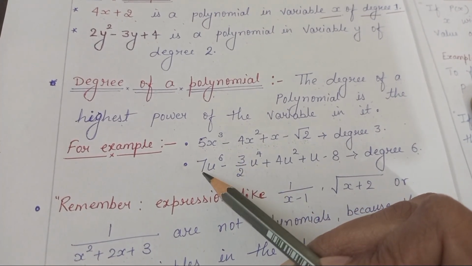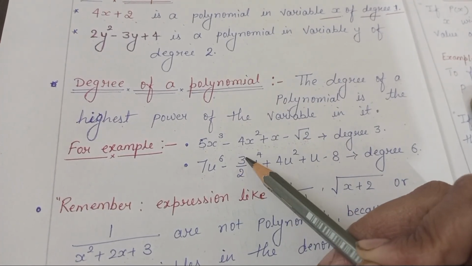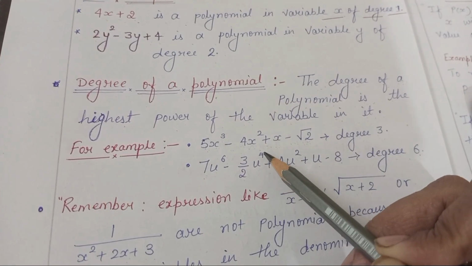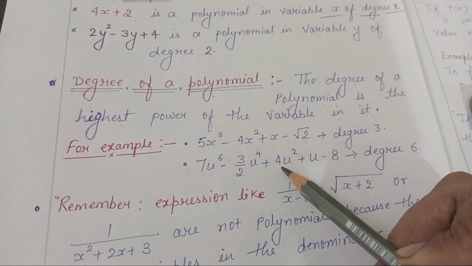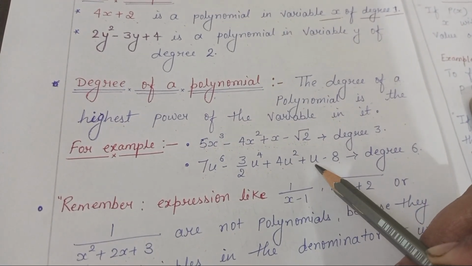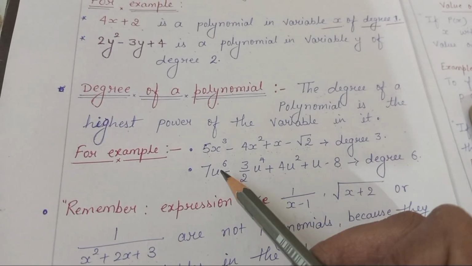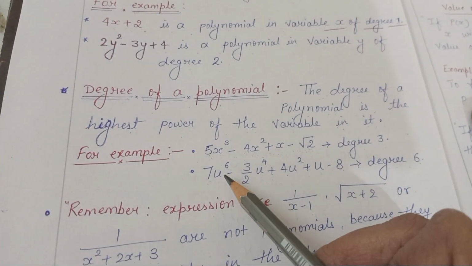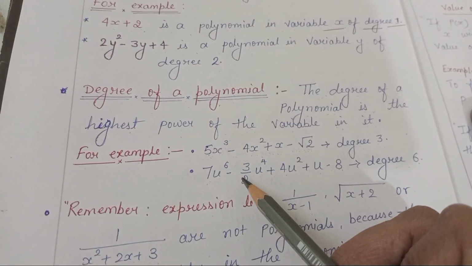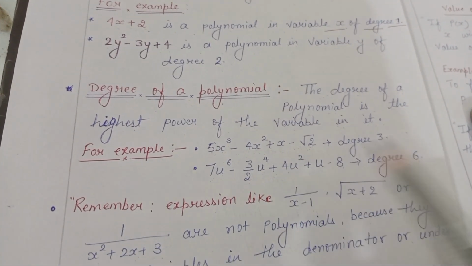Another example, 7u to the power 6 minus 3 by 2 u to the power 4 plus 4u square plus u minus 8. In this given example, the highest power of the variable u is 6.